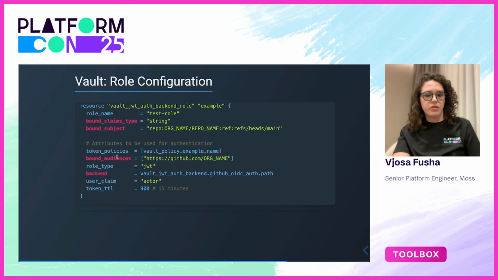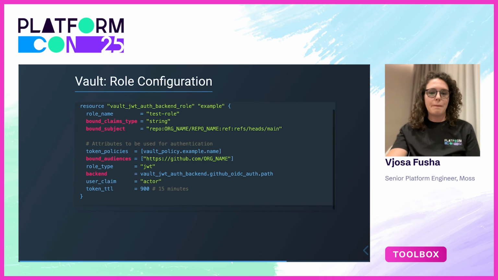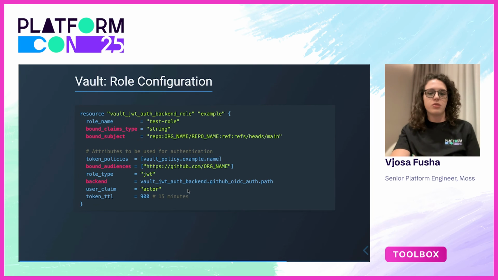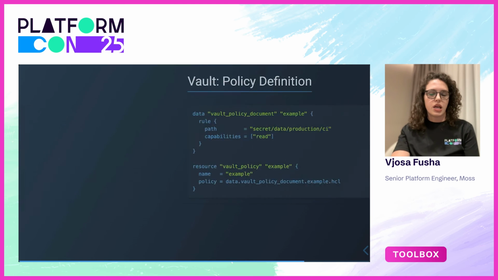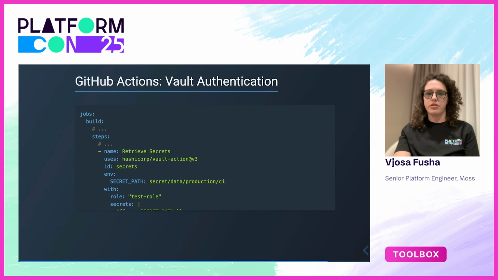Then we have the bound audiences for the specific organization. Role type JWT, the backend that we already created, the actor, and the token lifetime. In my case, 15 minutes. It depends on the use case. It can be less, it can be more. Once we enable this in Vault, we apply these changes. Then we can use this on GitHub Actions.